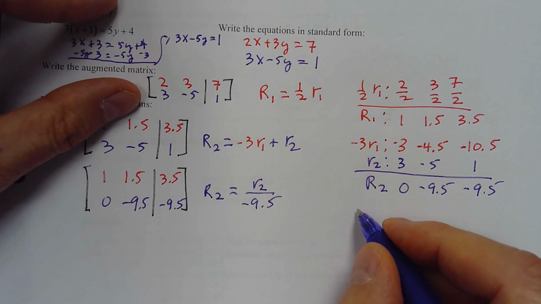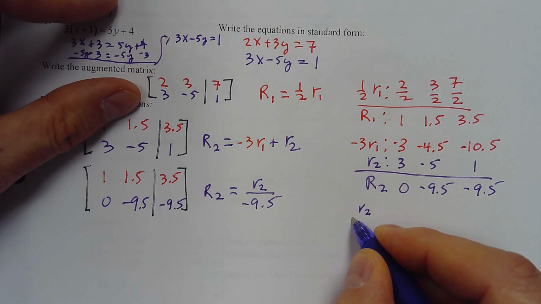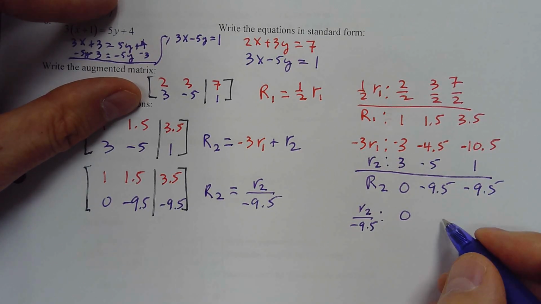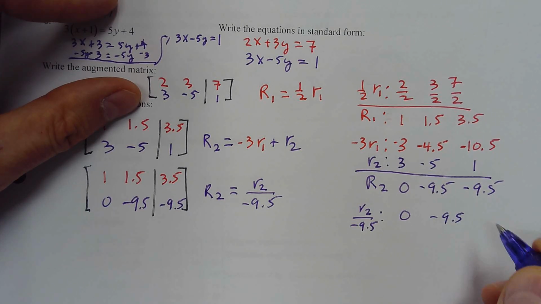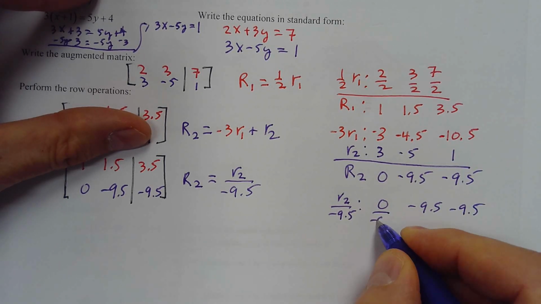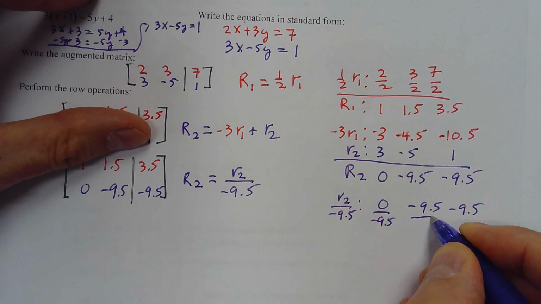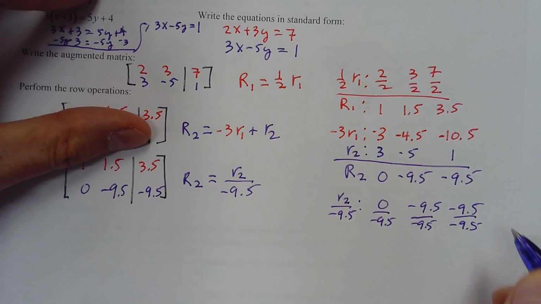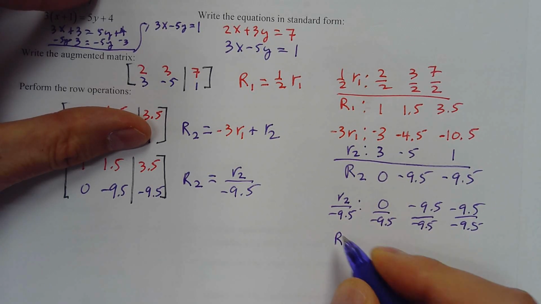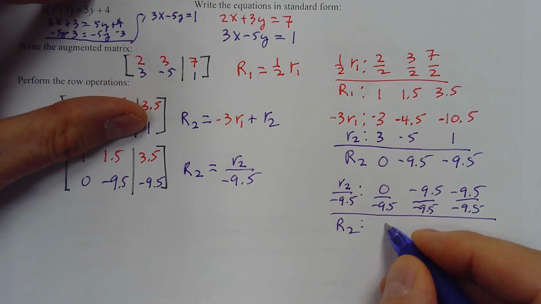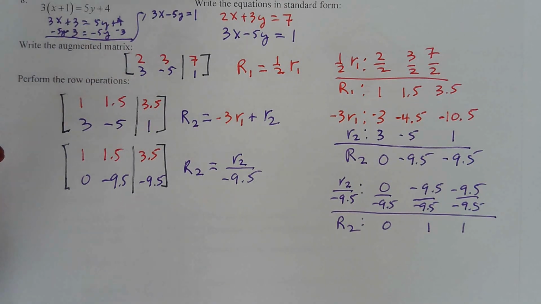So when I do that over here, I'm taking each of these entries and I'm dividing by -9.5. It's going to give me my new R2, which should be 0, 1, and 1.